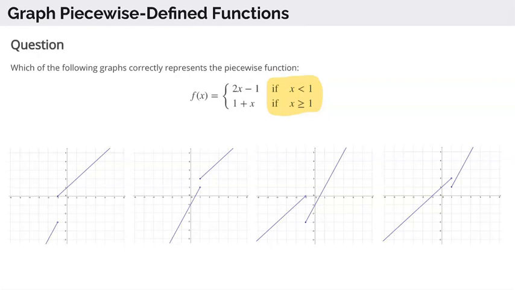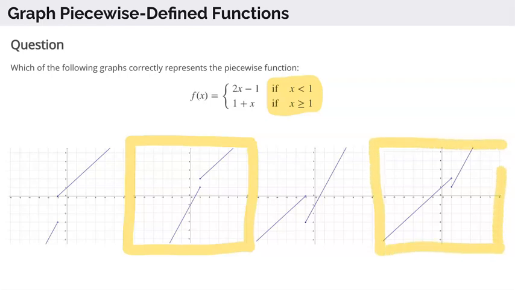That's where we're switching from one piece to another. And so if I look at my choices here, there are only two graphs that are changing from one function rule to another at x equals 1, right? These two right here. The other two, it looks like, are changing at x equals negative 1, right? So I don't want to worry about those.